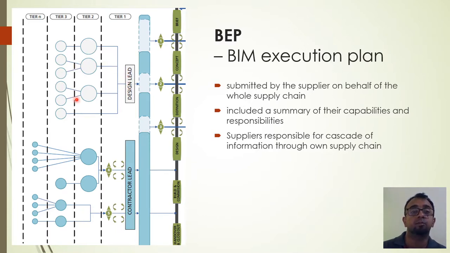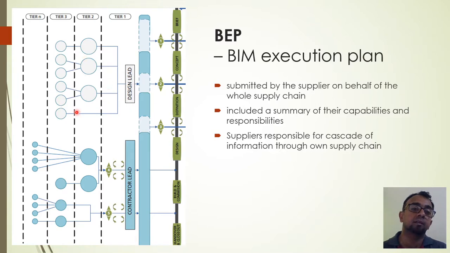That is important. So there has to be a proper mechanism to enable this activity for the lead supplier of information. And therefore it includes a summary of the capabilities and responsibilities of the whole supply chain, including himself. The supplier is responsible for cascade of information through his own supply chain, so it is also part of his responsibility. It is understood, I think.